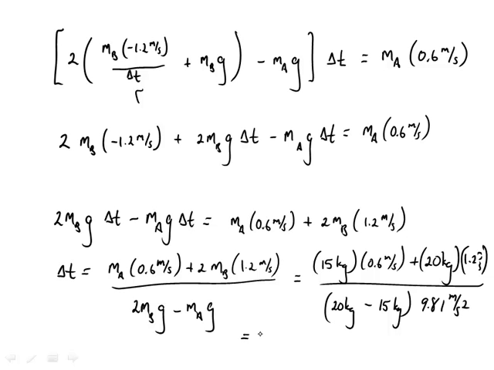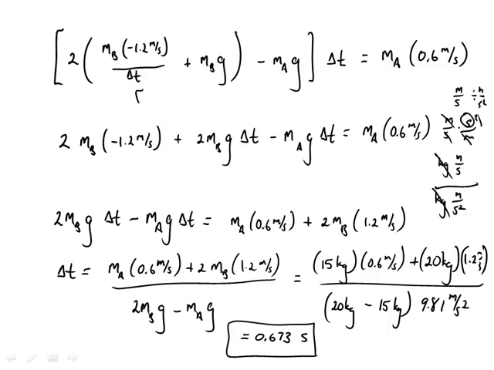And if I solved all that out, I get 0.673. I look at units: I have kilograms, meters per second in the numerator, kilograms, meters per second squared in the denominator. Kilograms cancel. I end up with meters per second divided by meters per second squared, which is meters per second times seconds squared over meters. Meters cancel, seconds cancel, I'm left with seconds, which is what it should be. I'm looking for a time. So this is the time it takes block A to reach a speed of 0.6 meters per second.